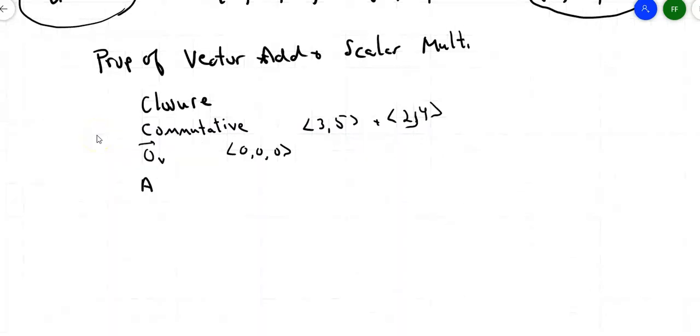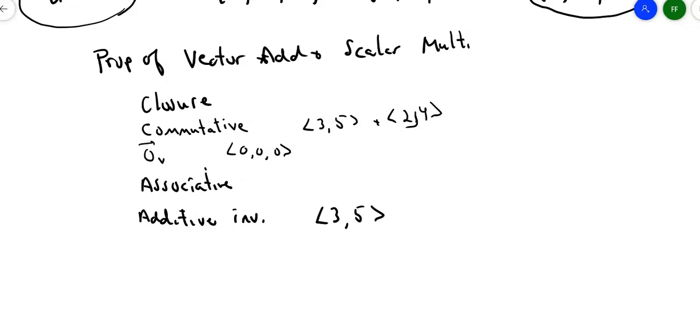Associative properties work. So if you have three vectors that you're adding together, you can add the first two and then add the third. You can take the second two and then add the first. It doesn't matter. There is an additive inverse, and the additive inverse is just the opposite. So if I add 3, 5 to the additive inverse, which is negative 3, negative 5, it will produce the 0 vector. So here, I'm taking vector u, and there exists the additive inverse of u that gives me the 0 vector.